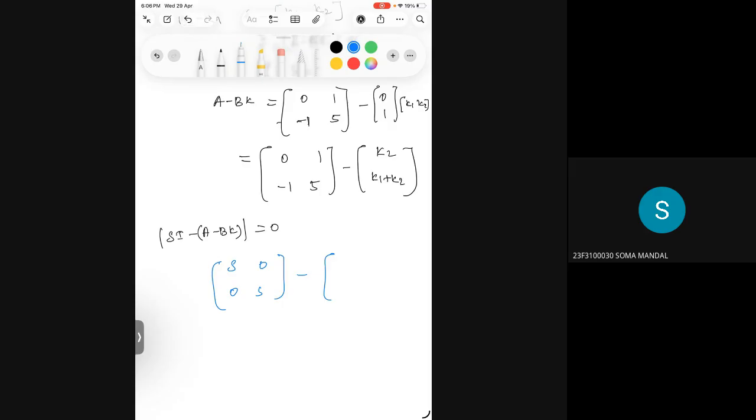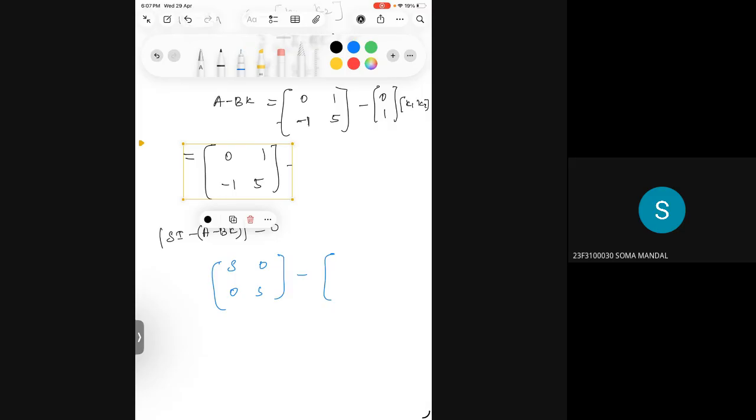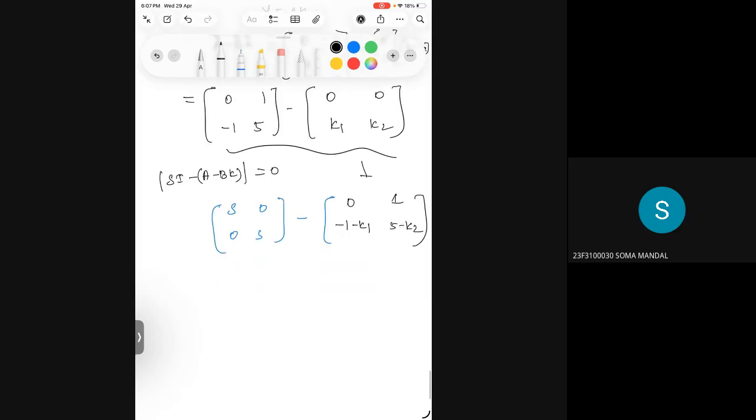No, actually, this is wrong. It should be a 2 cross 2 matrix, right? Yes, ma'am. It should be 0 and it should be 0. This will be k1, k2, right? Now it is right. Already I wrote the I matrix. Then this will be 0, 1, minus 1 minus k1, 5 minus k2. It is the whole A minus BK matrix.